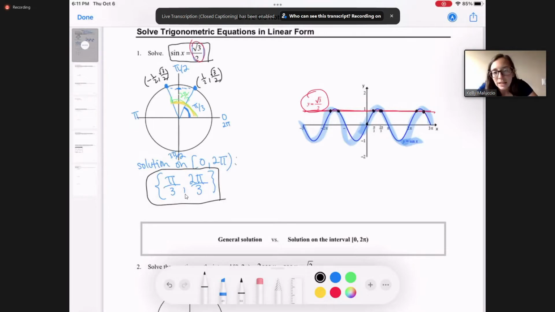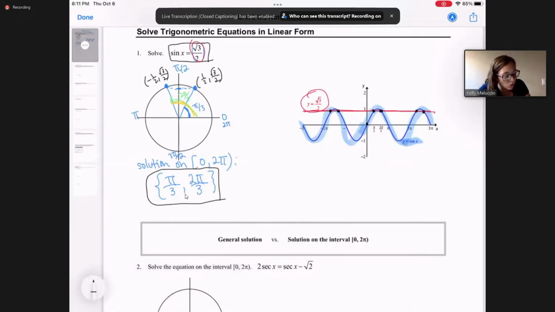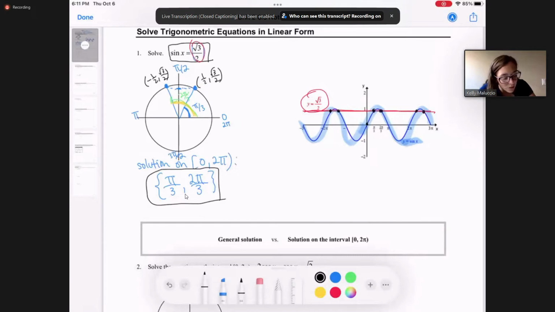Because I could keep adding 2 pi or subtracting 2 pi and keep going and get more answers. So I see these were the answers I gave, pi/3 and 2 pi/3, but then I could have done these over here, going the opposite way, negative through 4 pi/3, and then negative 5 pi/3 or something. And then I also could have kept going past 2 pi and gotten more answers. So what do we do about this?